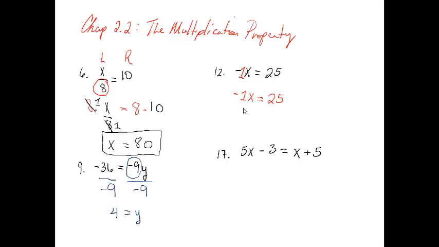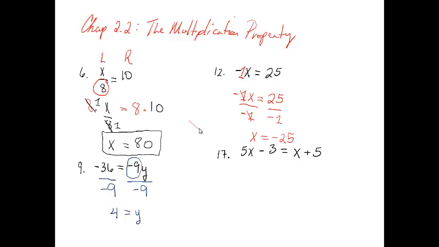And what's going on between the negative 1 and x? What's the operation between them? It's multiplying, which means I'm going to end up dividing by negative 1 on both sides. They cancel here. And I have x equals 25 divided by negative 1, which is negative 25. And again, you can plug it in quickly to check. Alright, number 17 is totally different from number 6, 9, and 12.